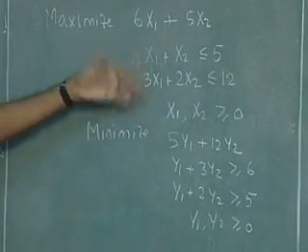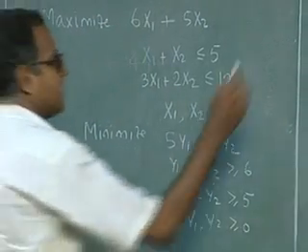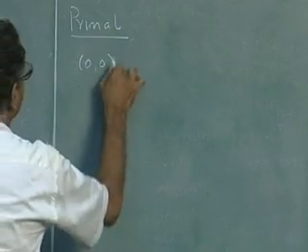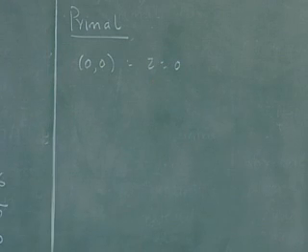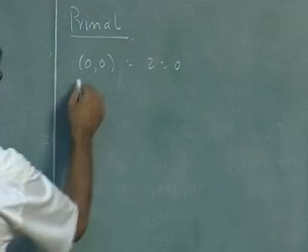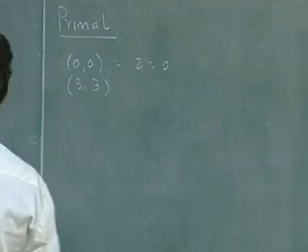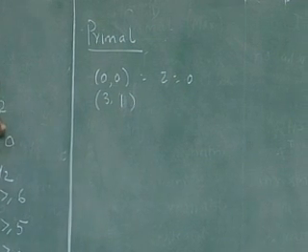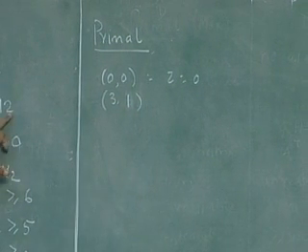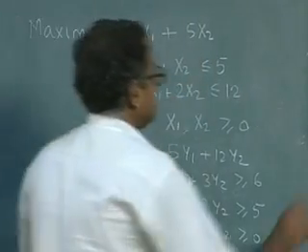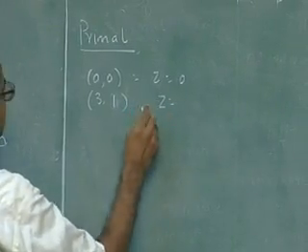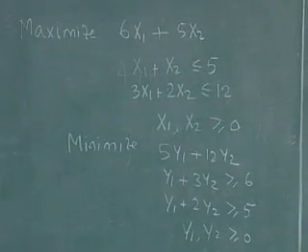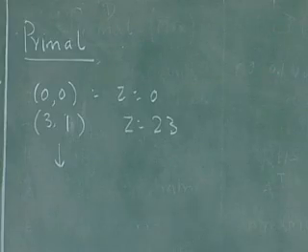Now let us consider a couple of feasible solutions for the primal. For example, (0, 0) is feasible with z equal to 0. Let us consider a solution, say, (3, 1). So (3, 1) satisfies this, (3, 1) also satisfies this, so it is feasible to the primal. This would give us an objective function value of z equal to 6 into 3, 18, plus 5, 23. Now let us consider a couple of feasible solutions to the dual.